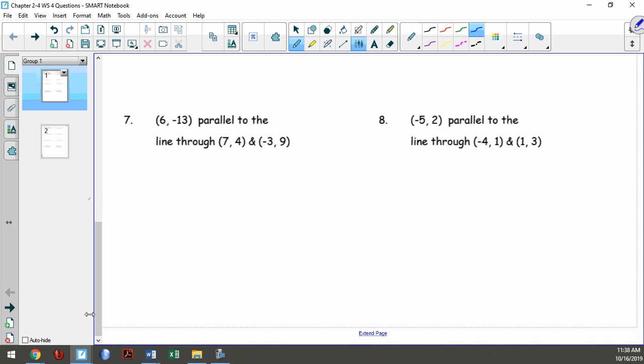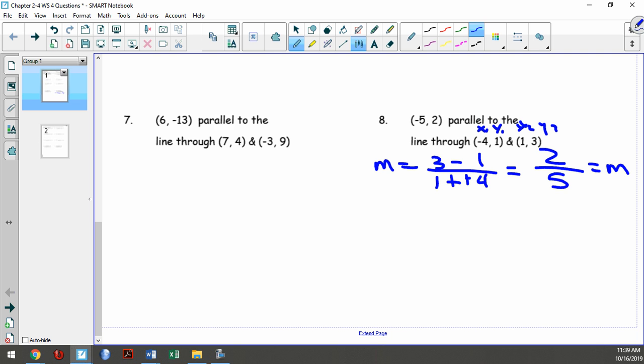So if I'm finding the slope, this is x1, y1, x2, y2. Okay, so this is going to be 3 minus 1 over 1 minus -4. Yes? 3 minus 1 is going to be 2. A double negative is a positive. 5 as my slope. Do you all understand that is your slope so far?